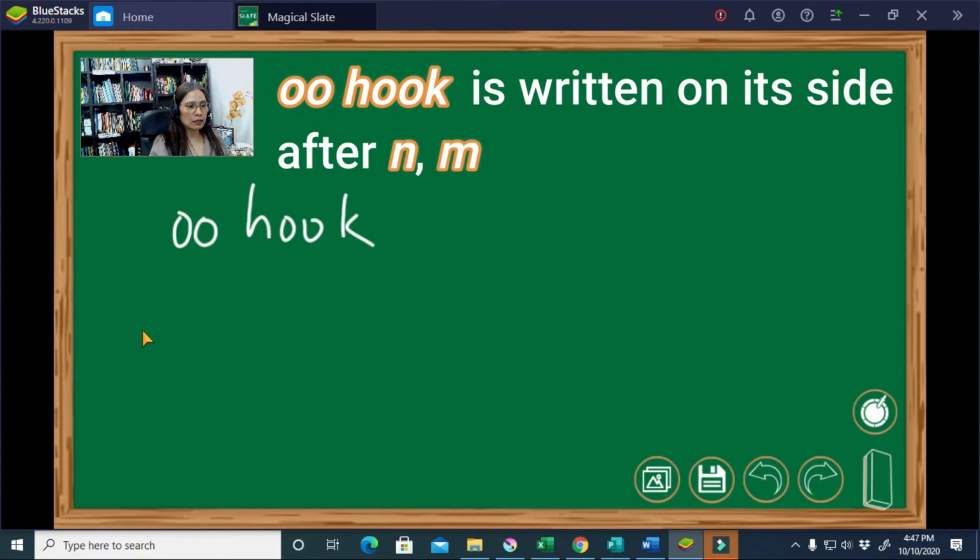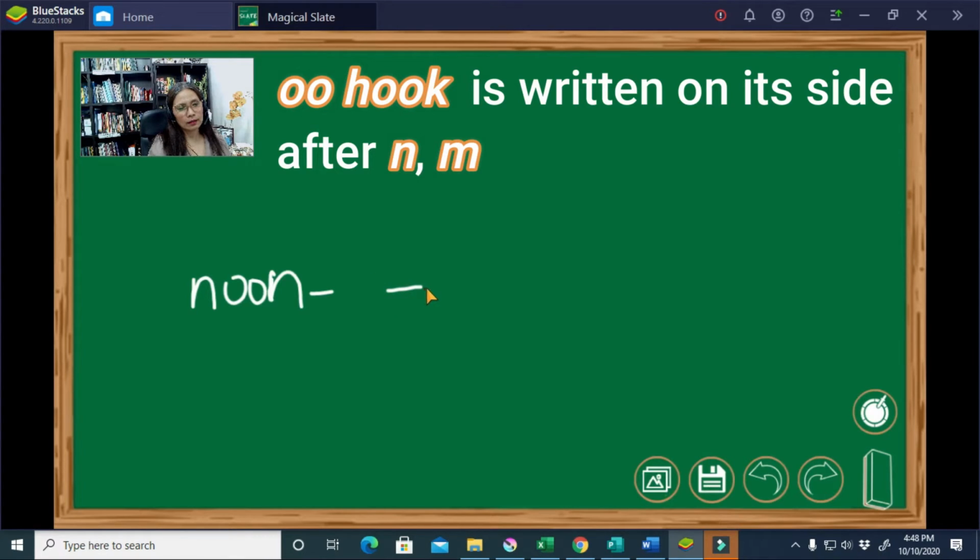Let's say for instance the word news. Okay, so we have the sounds of N and U and S, news. Okay, next the word is, let's say, the word noon. Okay, noon. That's N along the side and then N. Alright, because according to the rule, you have to write the U hook, okay, where? On its side after N and M.